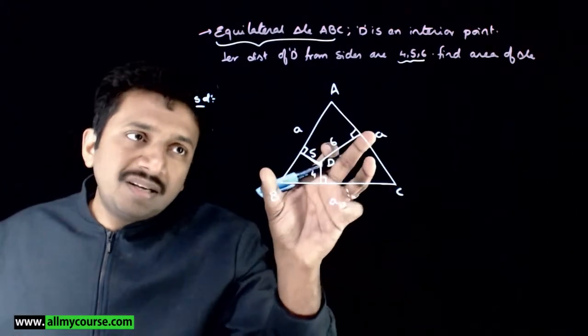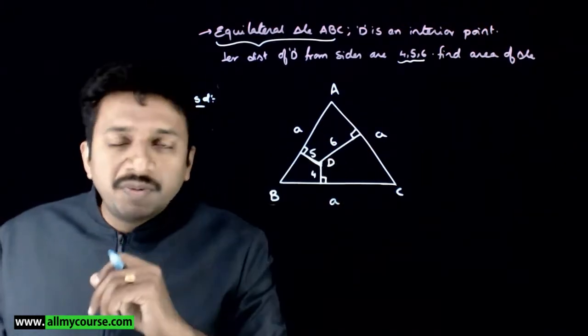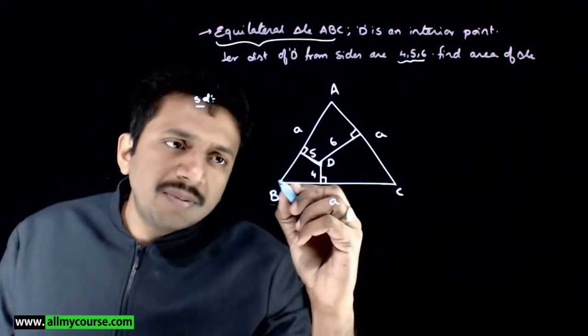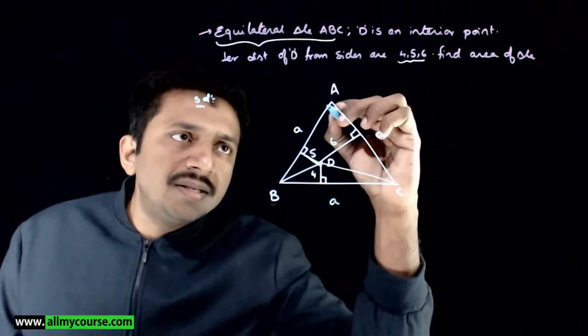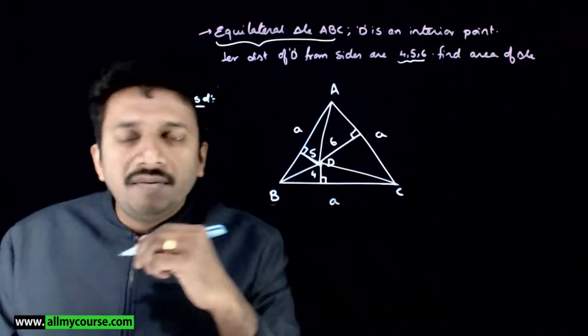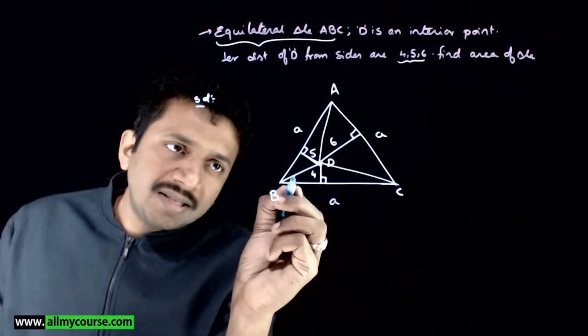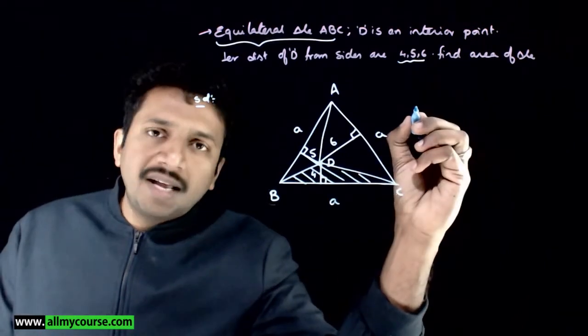So what should be the side of the equilateral triangle so that this point D will be possible within the triangle? So what I do is, I'll do some construction. I'll join D with each of the vertices. Now I got 3 triangles. Let us take the first triangle. So what is the area of this triangle?